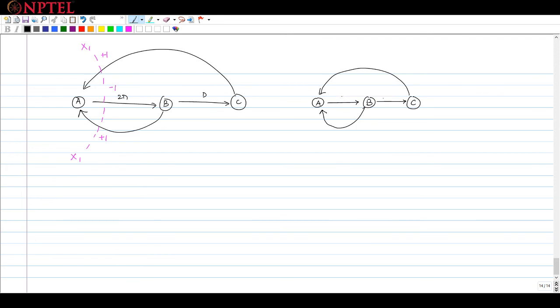The number of delays on A to B would have gone down to 1. The number of delays on B to C remains unchanged. The number of delays on B to A goes up by 1, and the number of delays on C to A also goes up by 1. This would be the new structure of the retimed graph. Okay, so this is how we can come to the conclusion that the x1 cut set is a valid cut set. Okay, and similarly, what we can basically do is check the others, x2, x3, and so on, and find out which of them are valid and which are not valid.